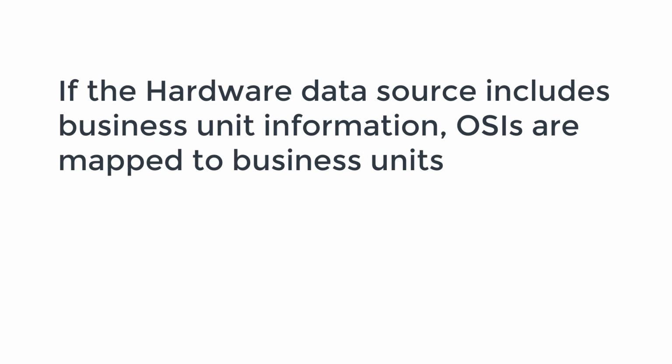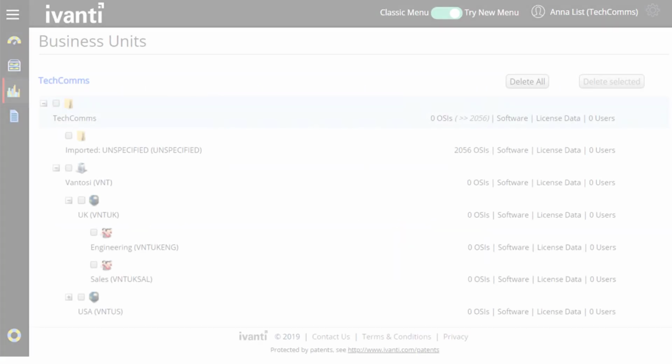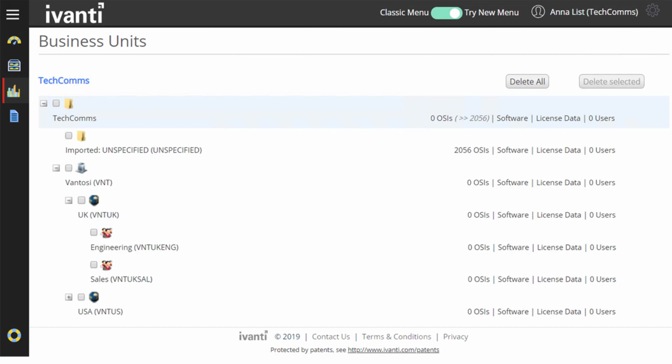If you import your hardware from a data source that includes which business unit the OSI is associated with, then you can probably stop watching this video now, because your OSIs will be correctly mapped. However, many discovery tools don't include the business unit, and so when you look at the business units page in License Optimizer, you will see an imported unspecified branch at the top. This is where all of the OSIs with no business unit have been placed in your business unit structure.